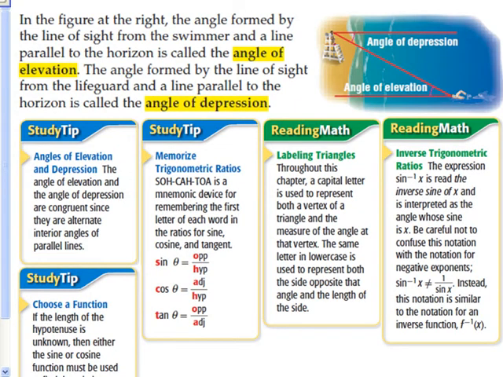And then a review of angle of elevation and depression. Depression is when you're high up and you're looking down. Elevation is when you're down low and you're looking up.